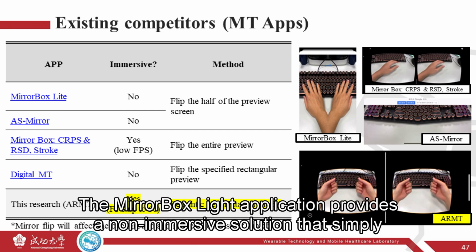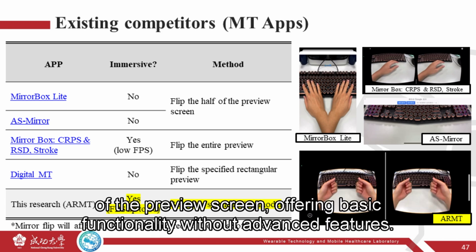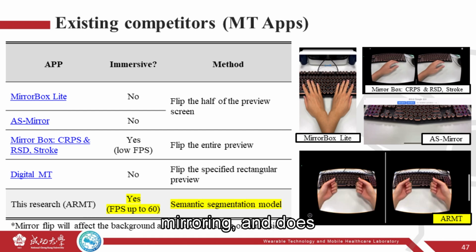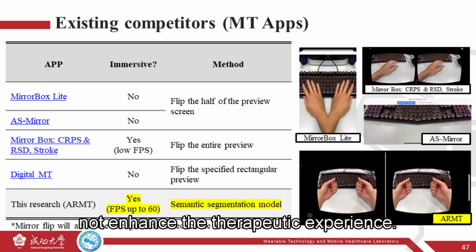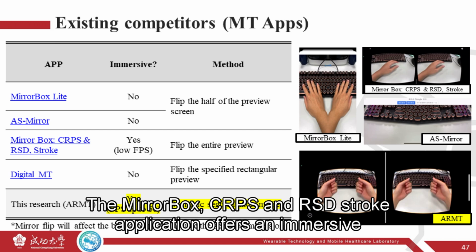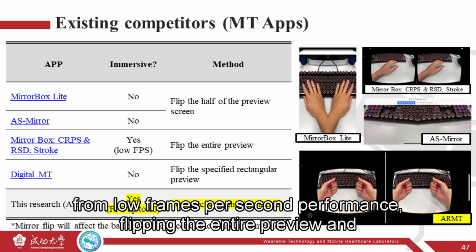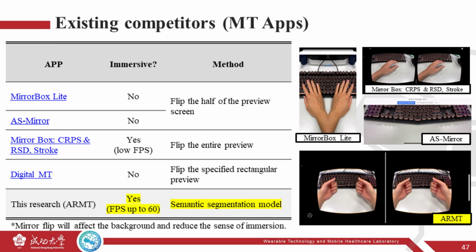The Mirror Box Lite application provides a non-immersive solution that simply flips half of the preview screen, offering basic functionality without advanced features. The Mirror application is also non-immersive, limited to basic screen mirroring, and does not enhance the therapeutic experience. The Mirror Box, CRPS and RSD, stroke application offers an immersive experience but suffers from low frames per second performance, flipping the entire preview and negatively impacting background visualization.